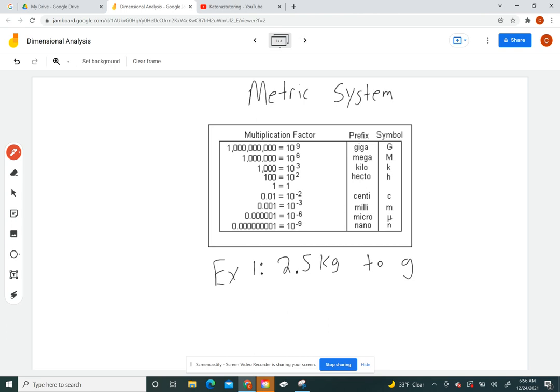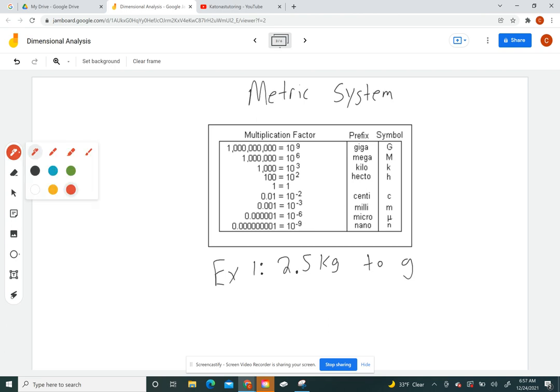Now, there's a couple more problems that we're going to do, and they're using the metric system. So for easy reference, I put our metric system chart up here so we know. Obviously, the 1-to-1 is just the regular, whether it's a gram or a liter or whatever. That's our regular unit. And then we have hecto, kilo, mega, giga. And then below that, we would have centi, milli, micro, nano.